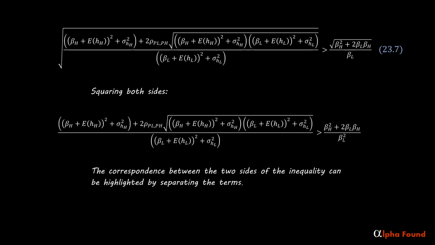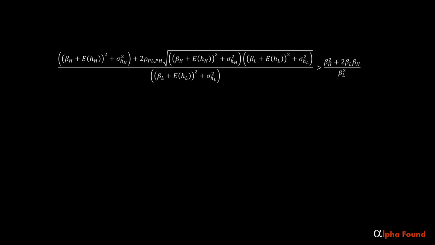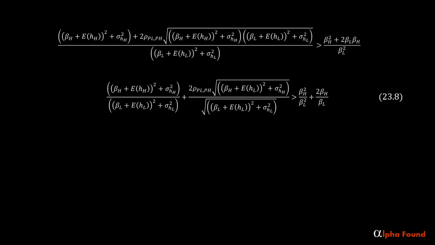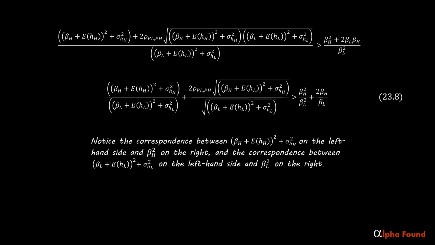The correspondence between the two sides of the inequality can be highlighted by separating the terms. Notice the correspondence between the high ideal beta plus the expected high h quantity squared plus the variance of the high h on the left-hand side and the high ideal beta squared on the right, and the correspondence between the low ideal beta plus the expected low h quantity squared plus the variance of the low h on the left-hand side and the low ideal beta squared on the right.